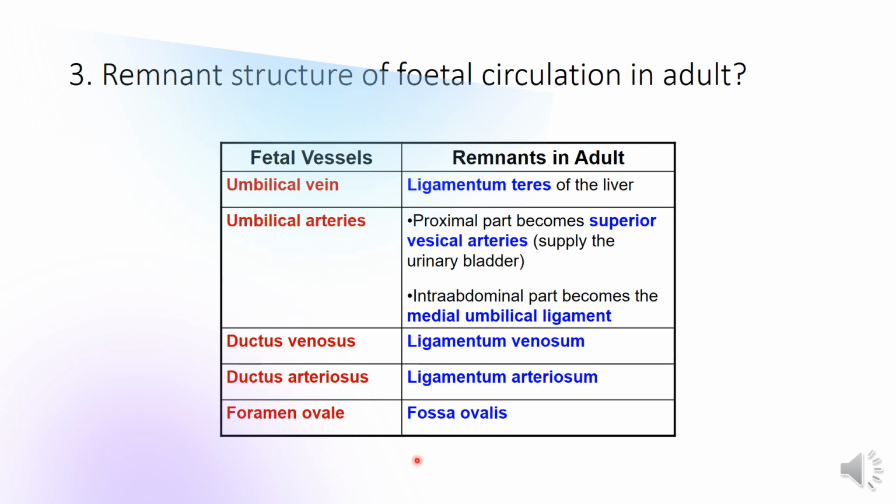So these are the remnant structures of fetal circulation. The umbilical vein becomes the ligamentum teres of the liver. Okay, the umbilical arteries become two parts. The proximal part will become the superior vesical artery that supplies the urinary bladder, while the intra-abdominal part becomes the medial umbilical ligament. Okay, the ductus venosus becomes the ligamentum venosum, and the ductus arteriosus becomes the ligamentum arteriosum. Foramen ovale becomes fossa ovalis.